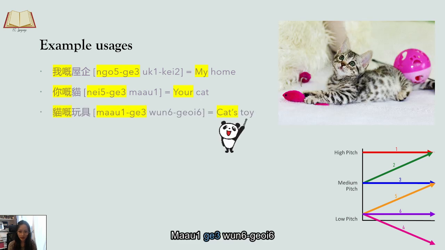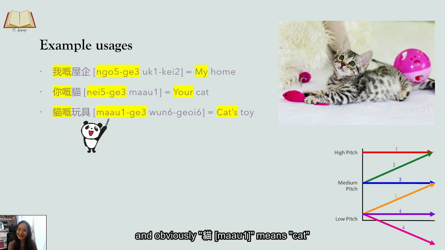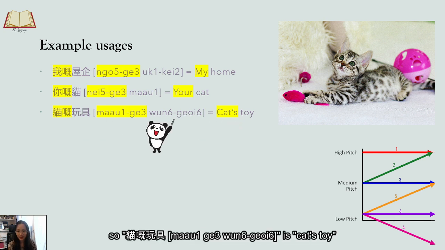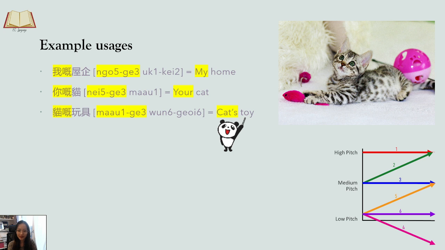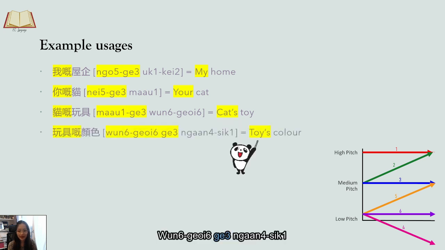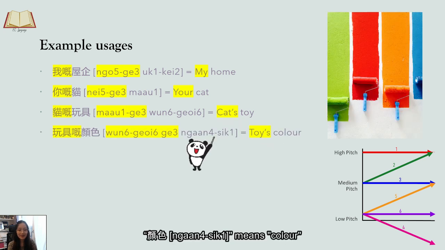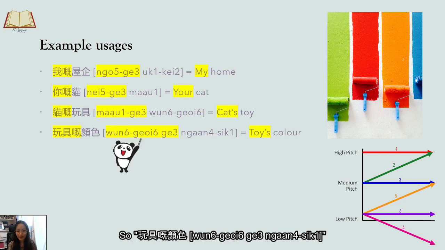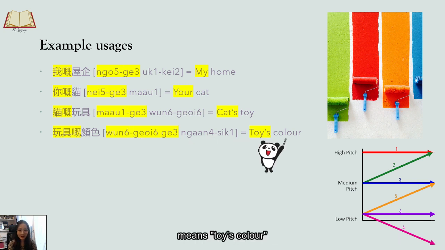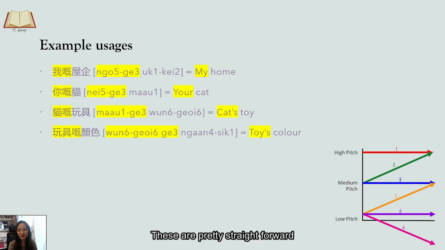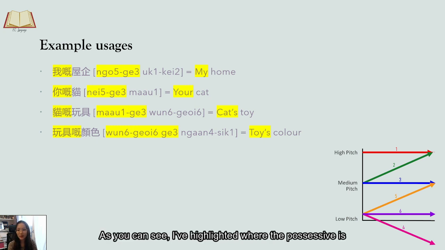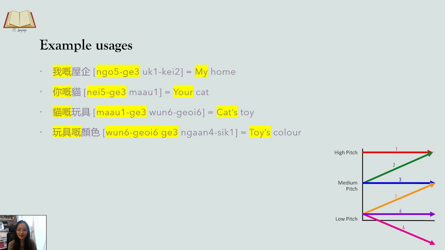Mao ge wan go. Wan go means toy. And obviously mao means cat. So mao ge wan go, it's the cat's toy. Wan go ge ngan sik. Ngan sik means colour. So wan go ge ngan sik means the toy's colour. So these are pretty straightforward. As you can see, I've highlighted where the possessive is to show you how it corresponds to English. And as you can see, it's quite straightforward because it's similar to what it is like in English.